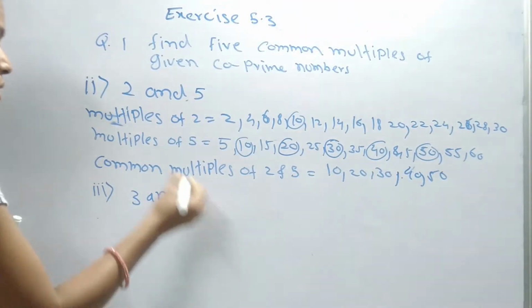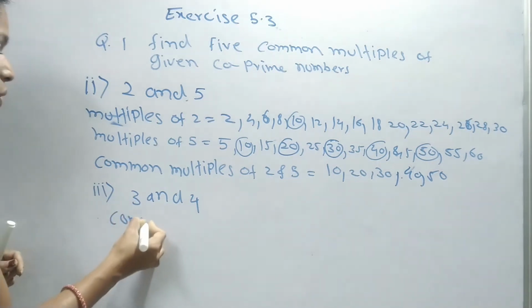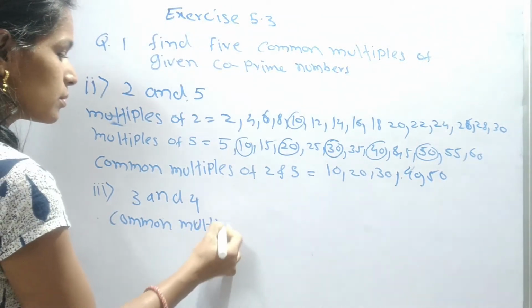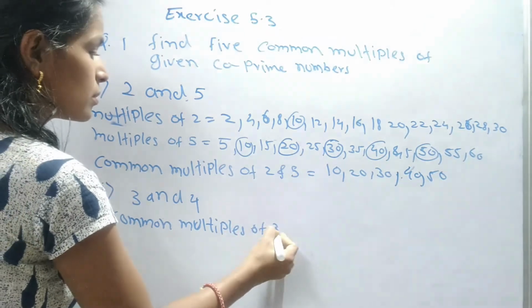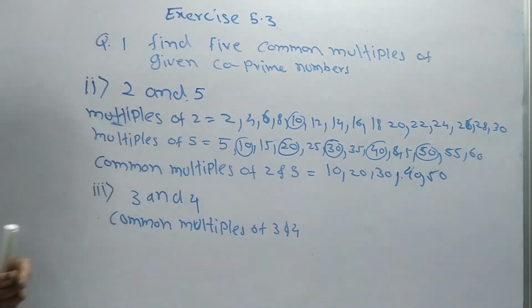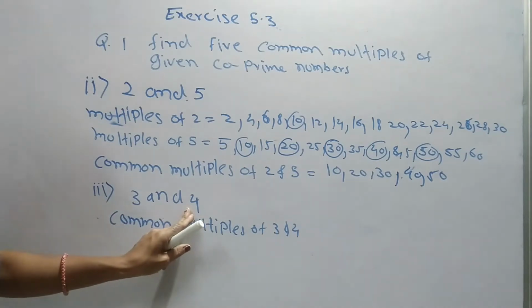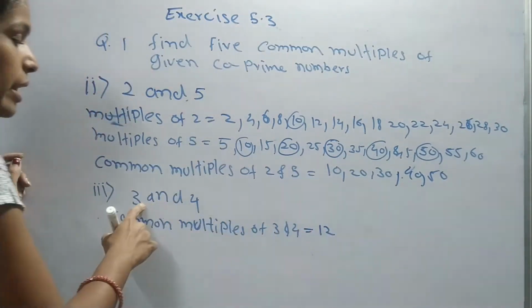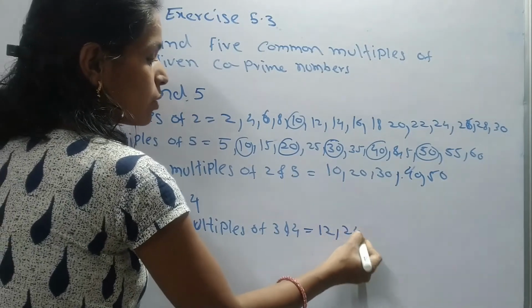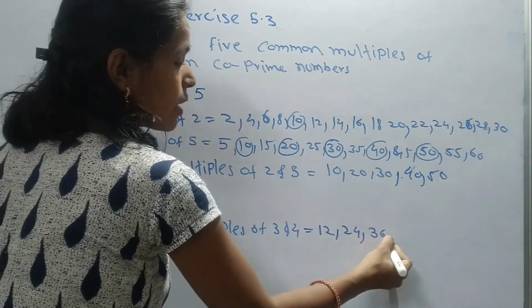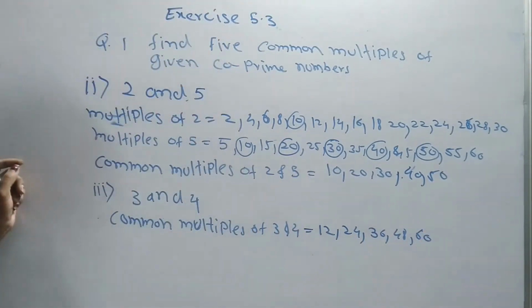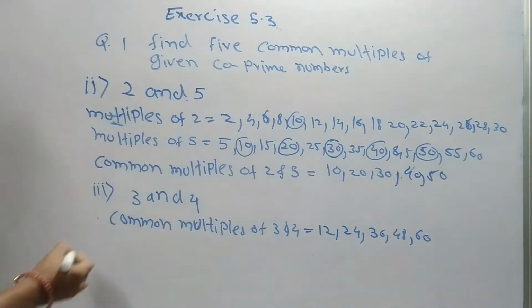3 and 4. Okay. So the common multiples of 3 and 4 will be, we know that 3 fours are 12. 3 and 4 are co-prime numbers. So the common multiples of 3 and 4 will be 3 fours are 12. 12 ones are 12, then 12 twos are 24, 12 threes are 36, 12 fours are 48 and 12 fives are 60. These are the first 5 common multiples of 3 and 4.